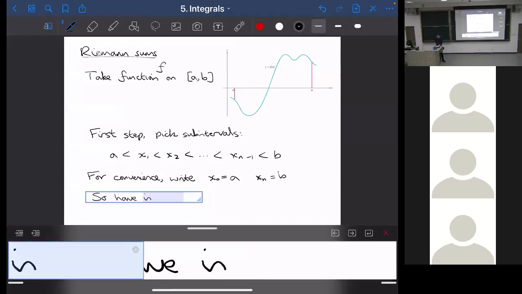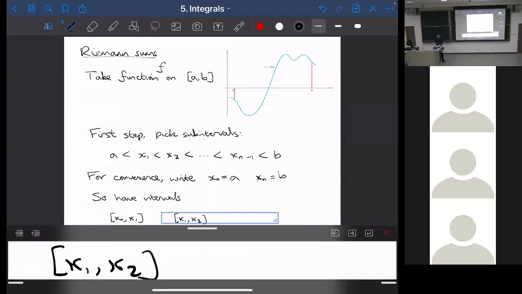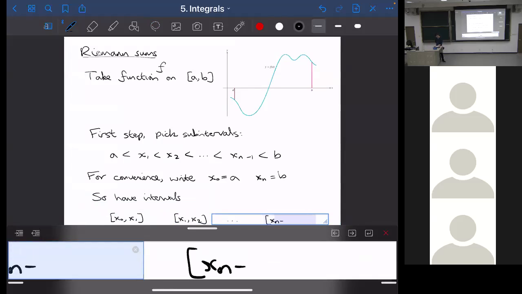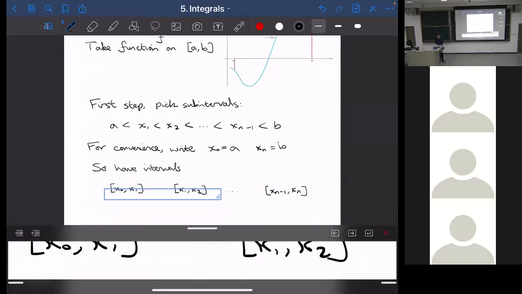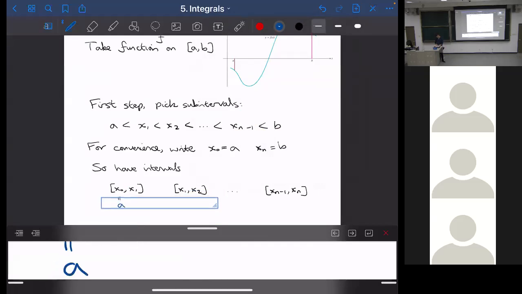So we have intervals [x0, x1], [x1, x2], and the last one will be [x_{n-1}, xn]. Because remember, x0 is equal to a, and xn is equal to b.